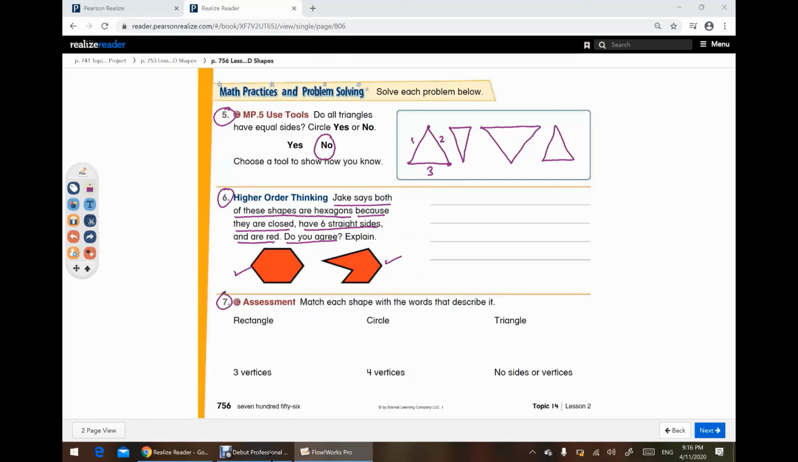Number 7, you have to match it. Here you have rectangle, circle, and triangle. For rectangle, do they have 3 vertices, 4 vertices, or no sides? For circle, 3 vertices, 4 vertices, or no sides. For triangle, 3 vertices, 4 vertices, or no sides. So I think this one is much easier. You can easily solve it.